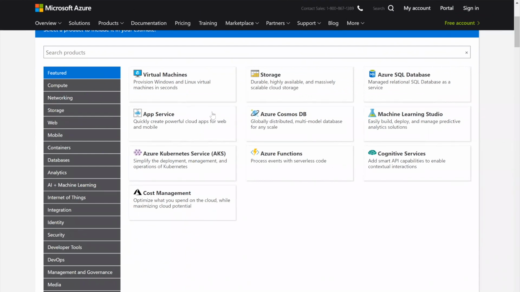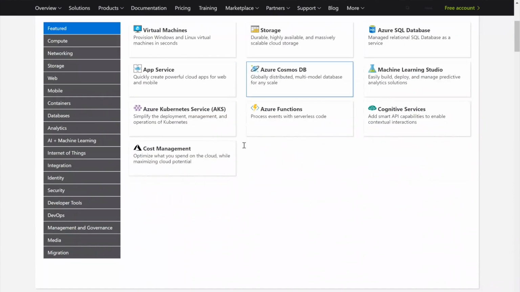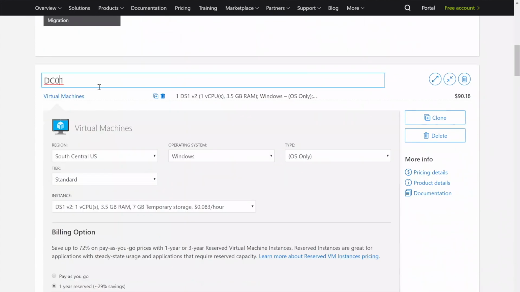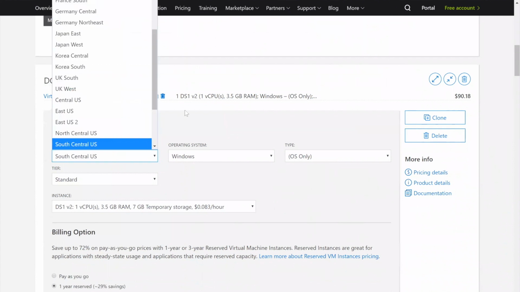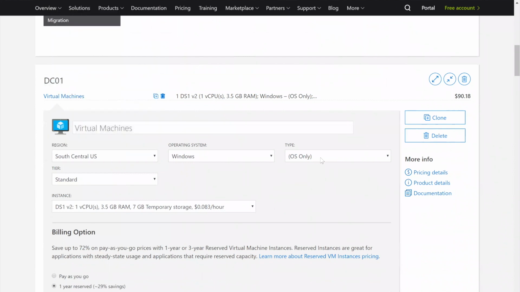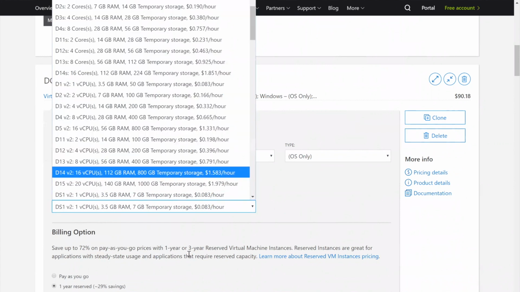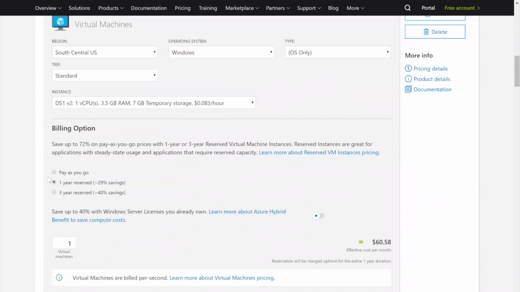But then you have a single place where you can come in and start putting things into a price estimate. So for instance, if you wanted to price out a VM, you can click on VM, you can give it a name, you can then select what region it's going to be in, what operating system it will run, whether or not it will have SQL Server on it. You can select the type of tier that this VM will run in. You'll select the instance based on how much CPU and RAM. You will then decide what to do with pay-as-you-go versus reservations.